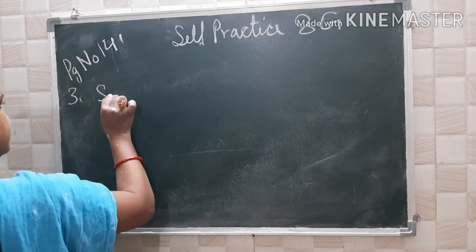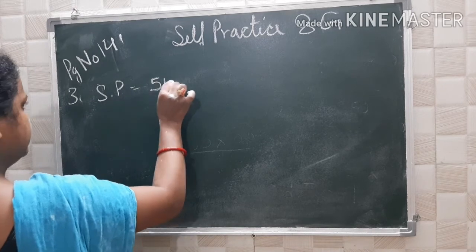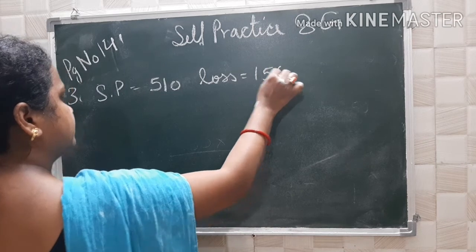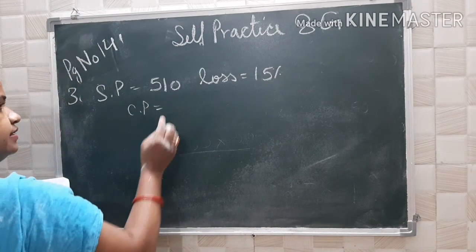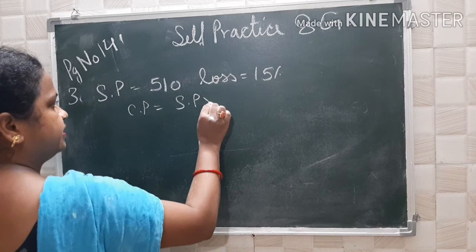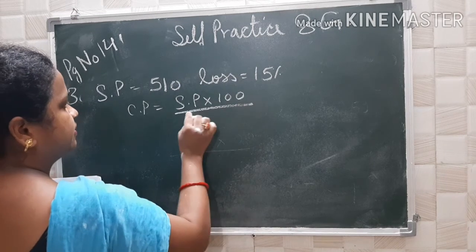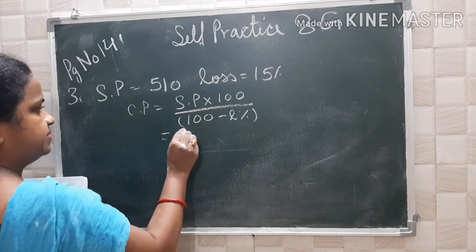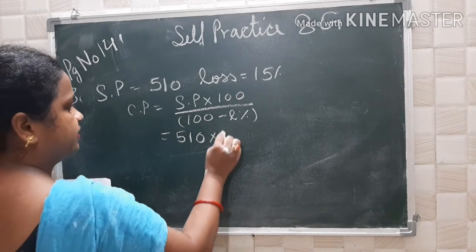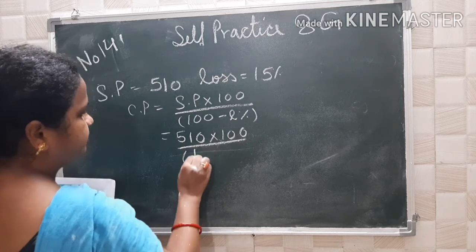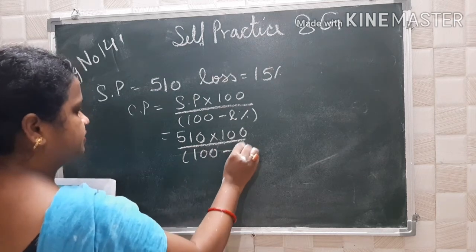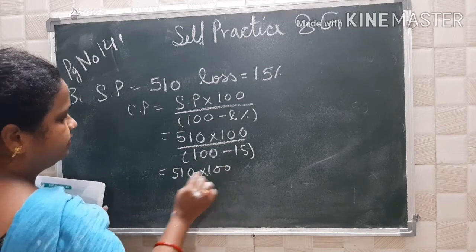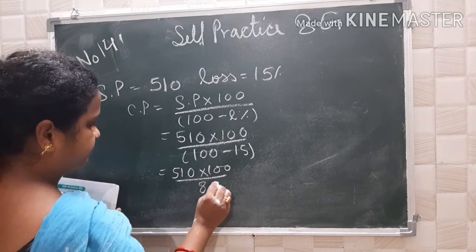SP is 510 and loss is 15%. So what will be CP? That is SP into 100 upon 100 minus loss percent. So SP is 510 into 100, 100 minus 15, that is 510 into 100 upon 85.